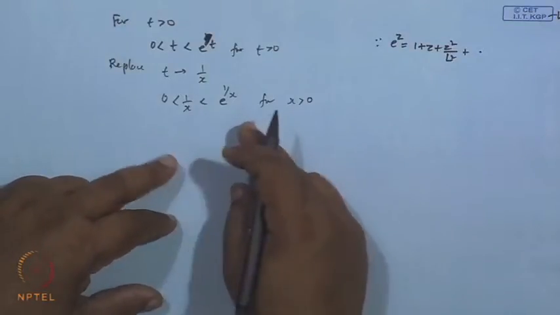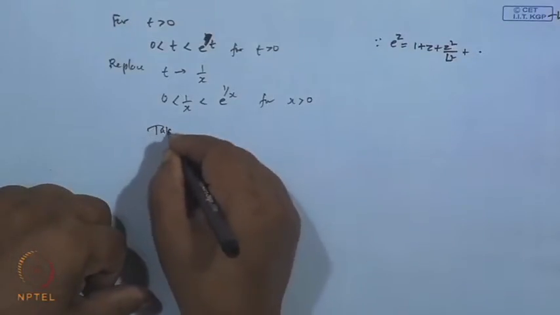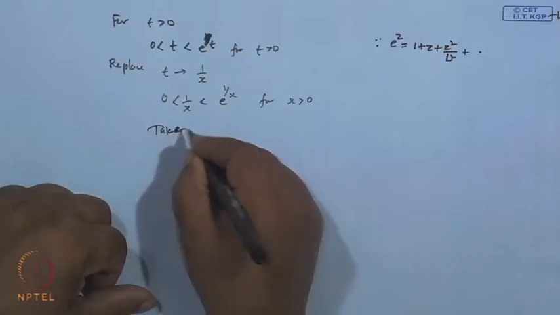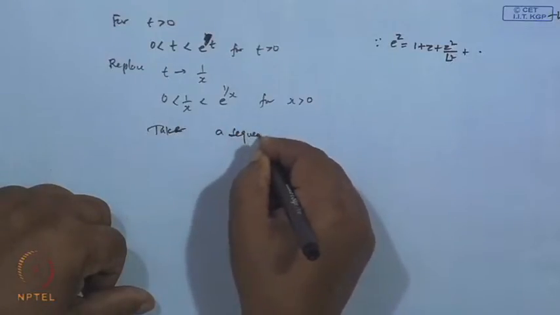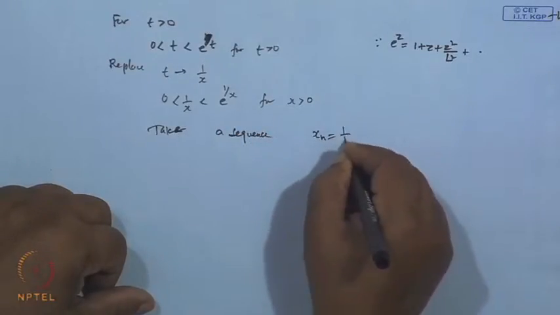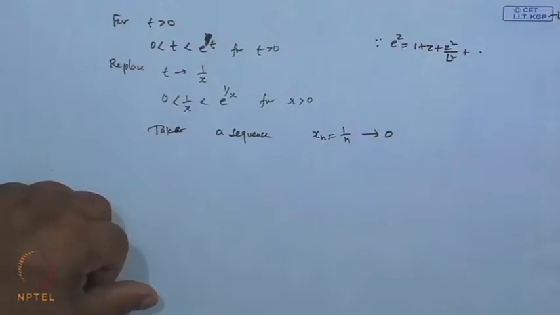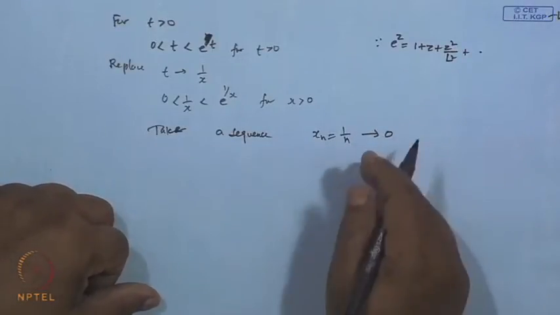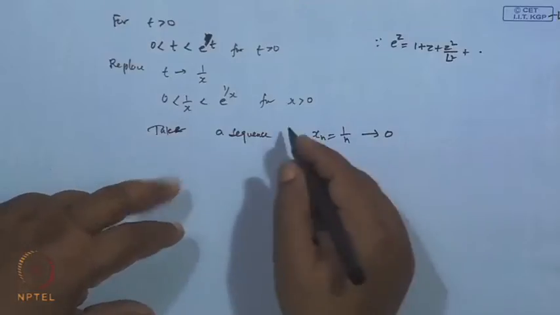Now, if we take a sequence x n, say 1 by n, which goes to 0. So, this x n goes to 0. So, what about this one?